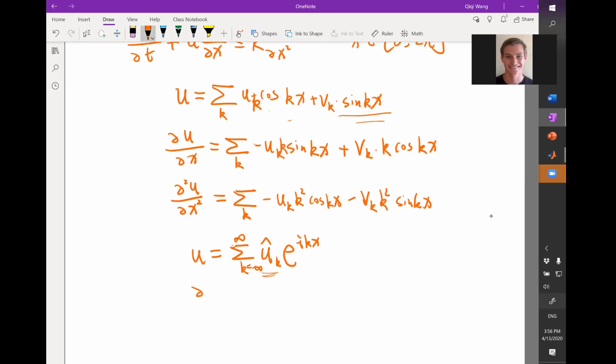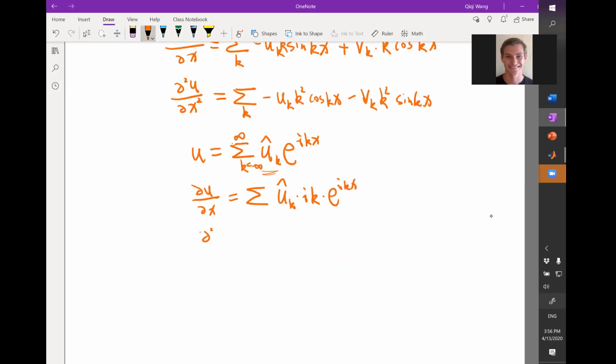Now the derivative is even easier. The derivative with respect to x is equal to the same summation, okay, u hat of k times ik times e to the ikx, right? And the second derivative is equal to the same summation u hat of k times negative k squared, because i squared is negative 1, times the same e to the ikx. So the e to the ikx stays there without changing when you take derivatives.